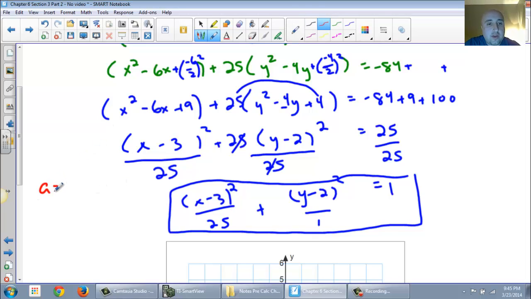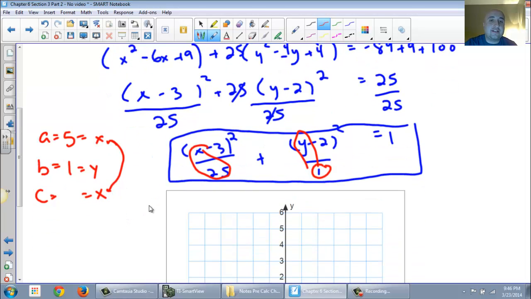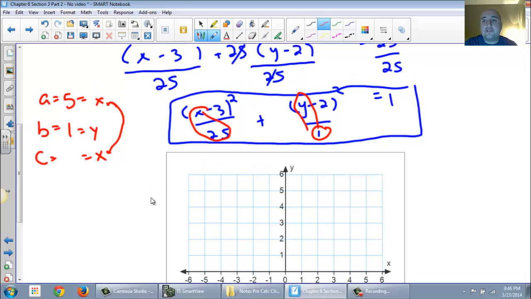All right, so let's see here. We know a is the bigger number on the bottom, which is 25, so square root of 25 is 5, and it's underneath the x. So it's going to go on the x-axis. Little b is the smaller number, and it's underneath y. So square root of 1 is 1, and it's on the y. And then we would need to figure out c. Remember, a and c always go together, so I do know it's going to be on the x-axis.